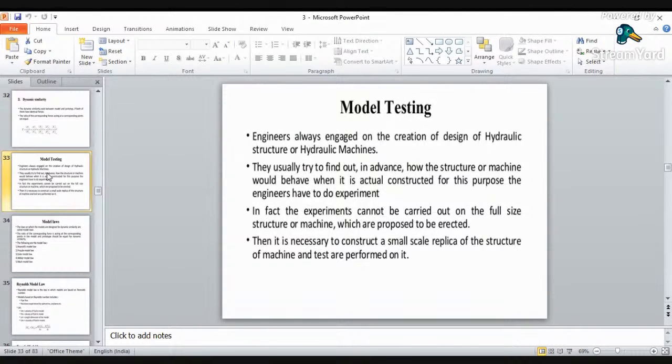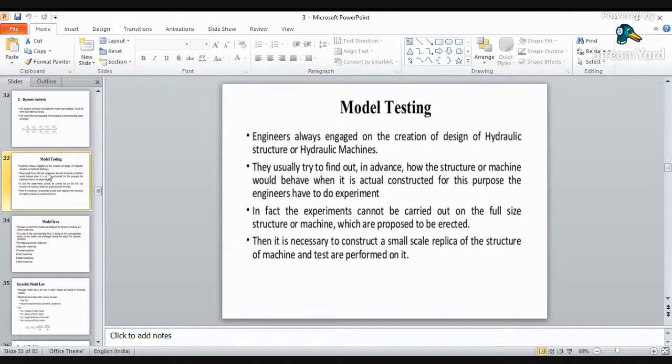Now, once you have made the model, there must be two types of testing. You have made the model with all the similarities: your dimensions are the same, your forces are the same, your motion is the same. So your model is exactly the same as your prototype. Now you have to test that model, and to test it there should be certain laws by which you can test it. That test will come under model testing.